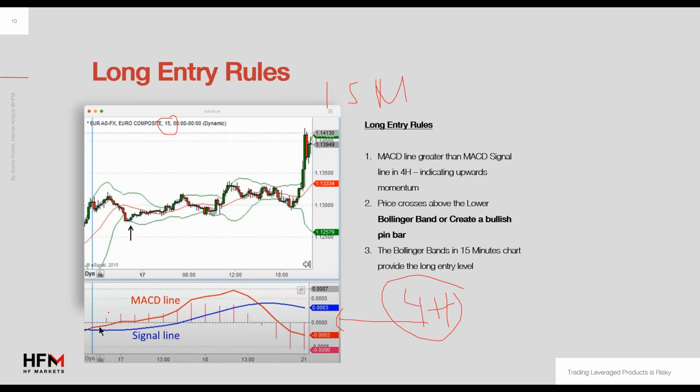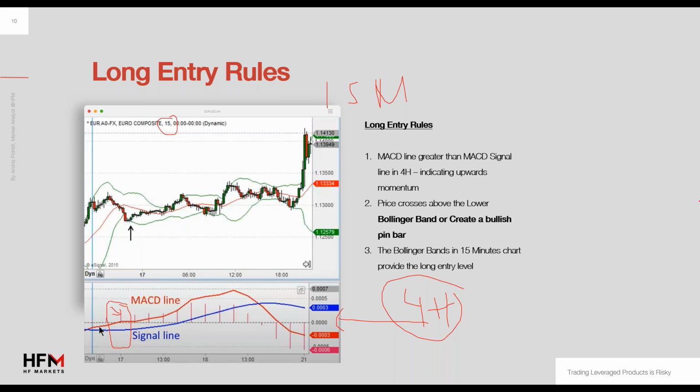The histogram turned above the zero line, so it is getting positive. The signal line, though, was still below zero. Eventually, they both turn above zero. But what matters right now is this bit. Over here, we have the confirmation that the MACD histogram has turned positive, but the signal line is still below zero. So that's the one thing. This is in the 4 hour chart.